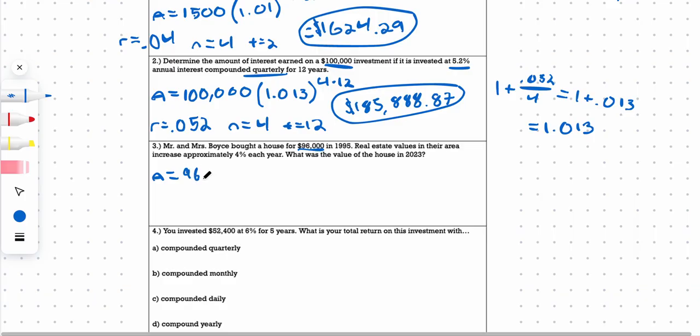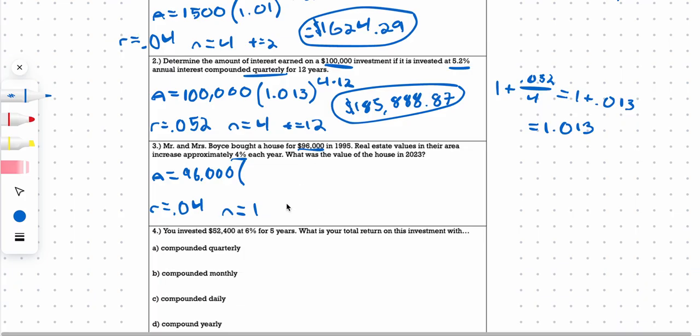Our initial value is what? 96,000. Right, that's our starting value. That's how much they bought it for. What's R going to be equal to? Well, R's 4% each year. 4% as a decimal is 0.04. Now we have N, how many times it's compounded. So we're just going to assume N equals 1, right? It's compounded 4% each year.